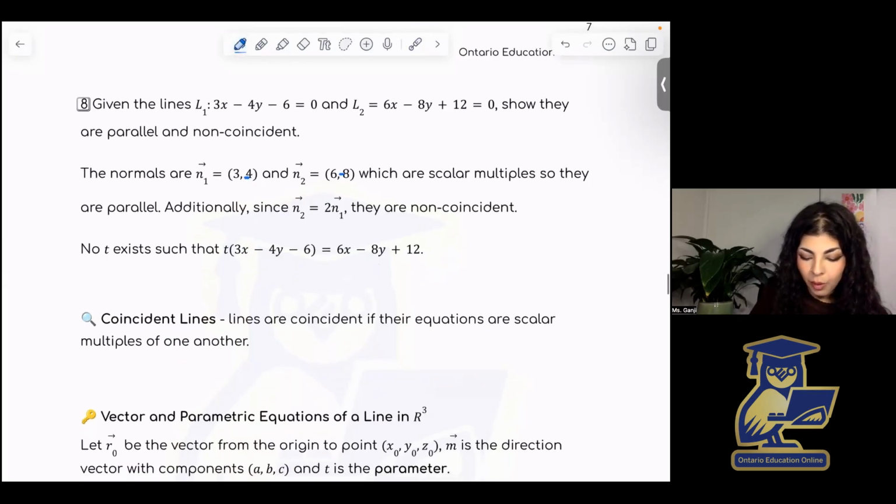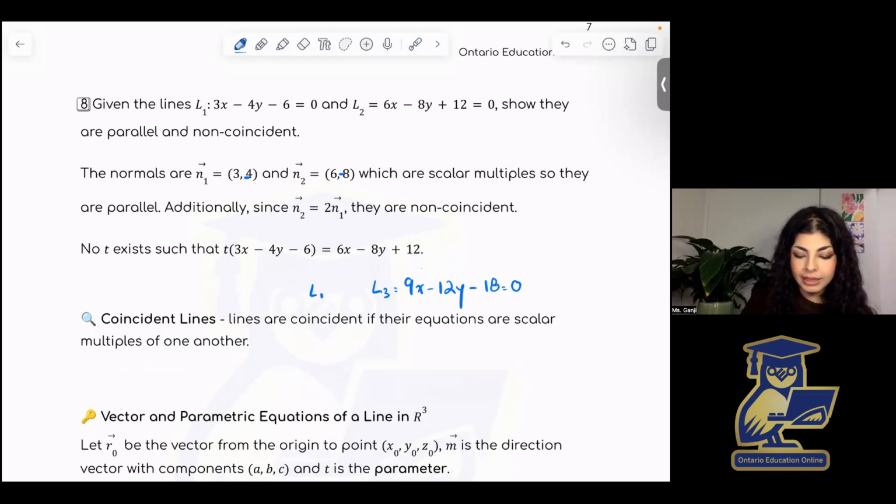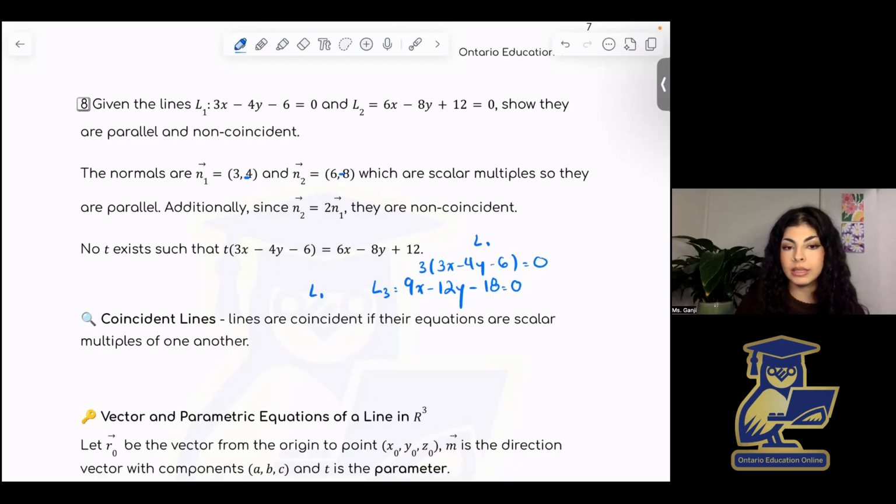So considering L1, for example, I could give you L3, which is 9x minus 12y minus 18 equal to 0. And this is really 3 times 3x minus 4y minus 6 equal to 0. But this was really L1. So then we can say L3 and L1 are coincident lines, but L2, because this value is different, is just simply parallel because they have the same direction vector.